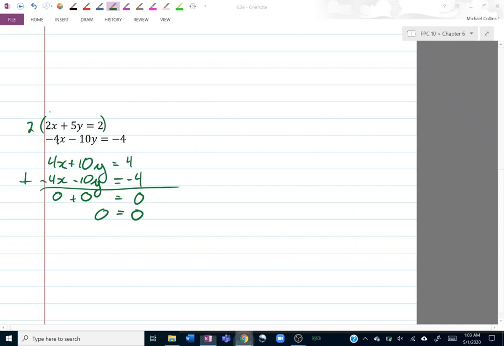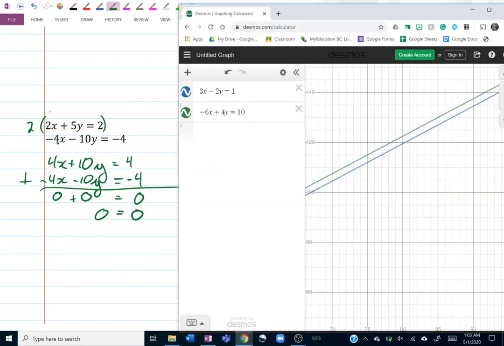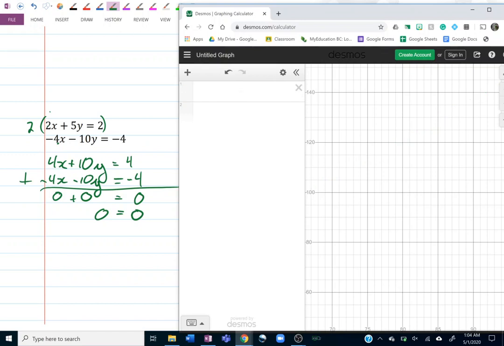So let's take a look at this one too. I'm going to go back into Desmos, rearrange some things a little bit. I'm going to get rid of those last two equations, and we're going to type in some new ones. I've got my 2x plus 5y is equal to 2, and I've got my minus 4x. And notice how I'm typing the original ones in. I'm not typing the ones that I've mucked with, because I'm still thinking maybe I made a mistake, minus 10y equals negative 4.